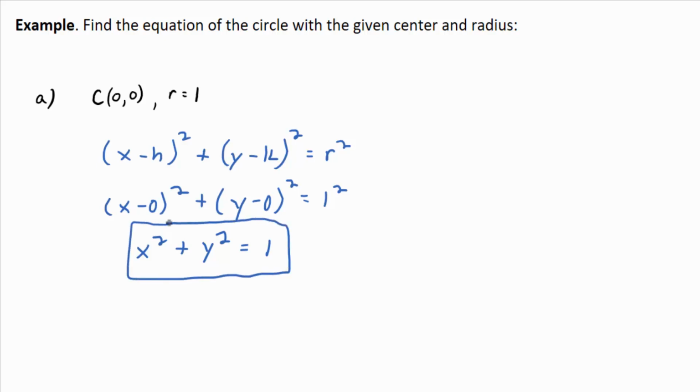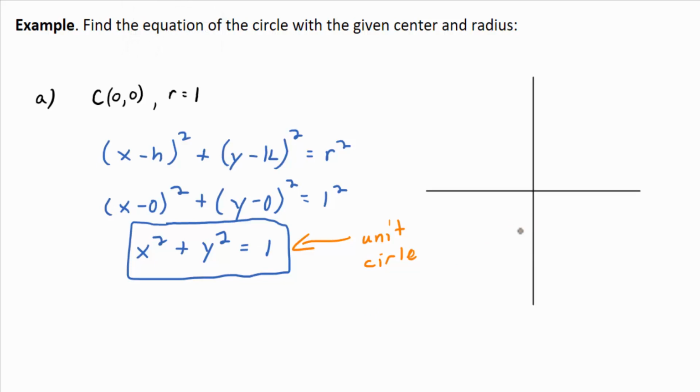That's a very special circle. It's called the unit circle. The circle with center (0, 0) and radius 1 is called the unit circle. And if you're going into trigonometry, you need to be aware of this. It's called the unit circle. In other words, if you graph it on the xy plane, then it's just going to be the circle whose center is (0, 0).